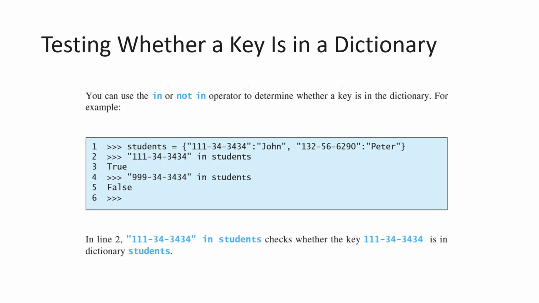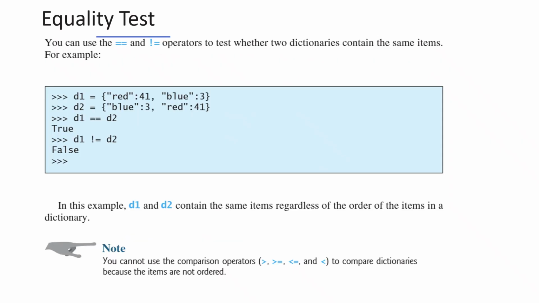Testing whether a key is in a dictionary. You can use the in or not in operator to determine whether a key is in the dictionary or not. So you can use the in and not in operators. If the key is in the dictionary, it will return true. If it is not in that dictionary, it will return false. Equality test. You can use the double equal to and not equal to operators to test whether two dictionaries contain the same values or not. If both dictionaries consist of the same items, it returns true, otherwise it is false.